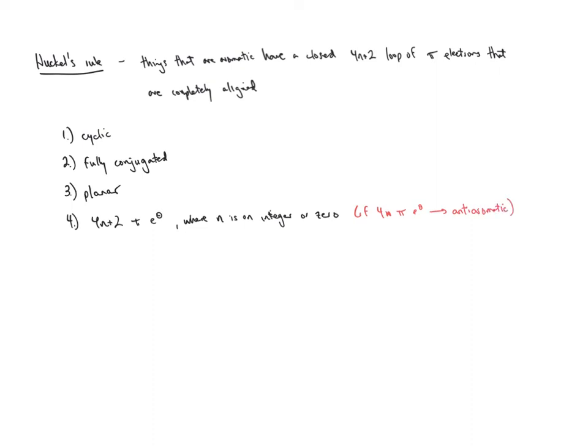So let's do a couple of examples. So we know right off the bat that benzene is aromatic, right? So we'll label it A, aromatic. It has 4n plus 2 pi electrons, where n equals 1, so 6 pi electrons total. It is cyclic, it is fully conjugated, and it is planar. Let's take the case of this four-membered ring, cyclobutadiene. Cyclobutadiene is cyclic, it's fully conjugated. It has 4n pi electrons, where n equals 1, so it has 4 electrons total. So we say that it's anti-aromatic.